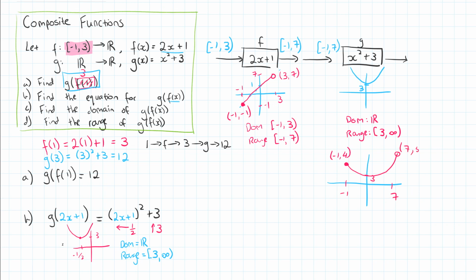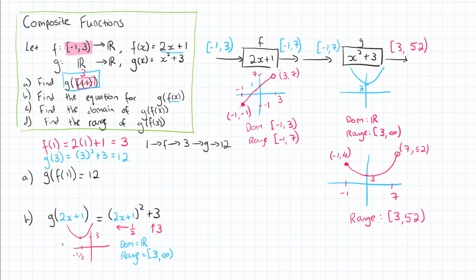So 7, 52. So the range with our restricted domain, now be careful here, a lot of people will say the range is 4 to 52, but it's not. We have a turning point that goes all the way down to 3. We include 3, so we need a square bracket, and all the way up to 52. But we have an open circle, so we'll have a round bracket there. So the stuff that comes out here is 3 to 52.